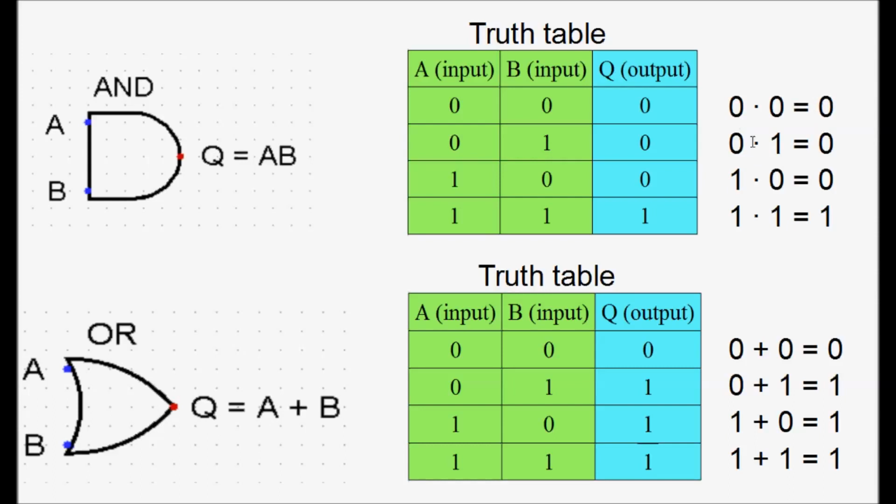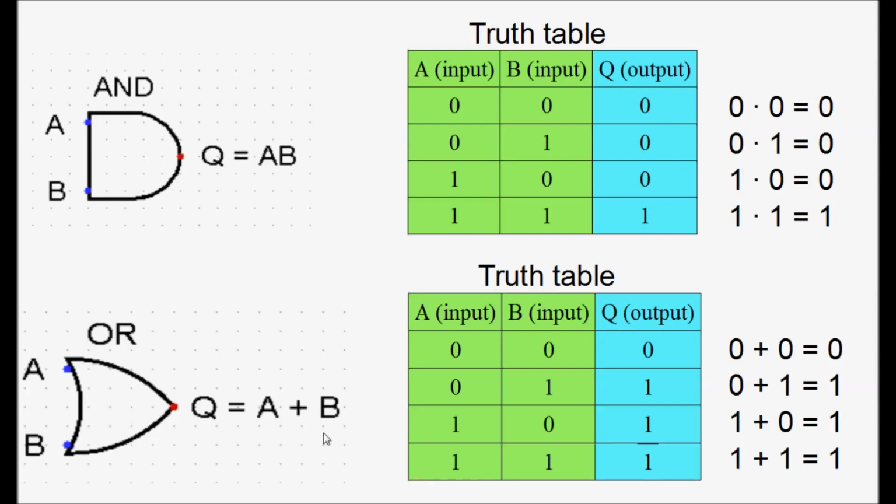If we multiply 0 by 1, the result is still 0. The same as when we multiply 1 by 0. But when we multiply 1 by 1, we have our result 1. And as we can see, it's the same as what we see in the truth table.